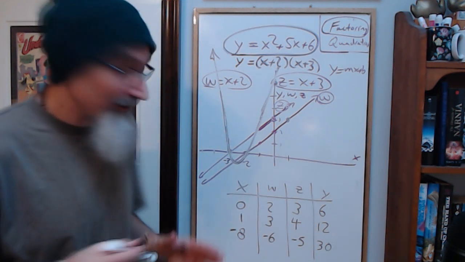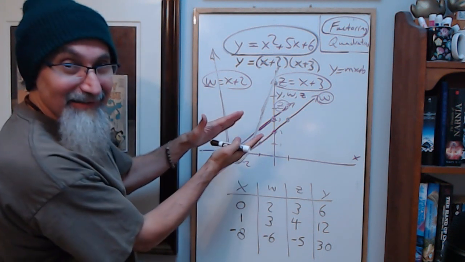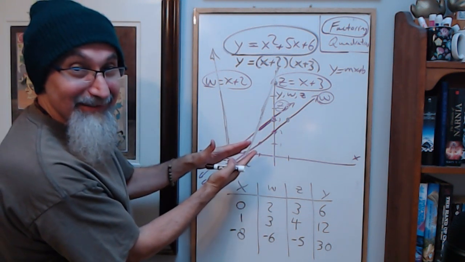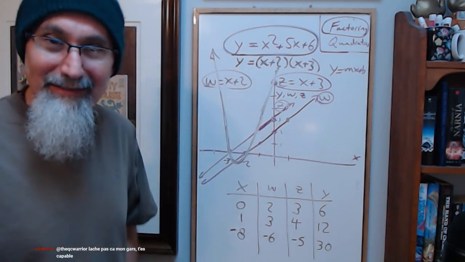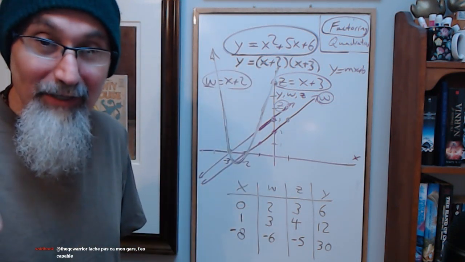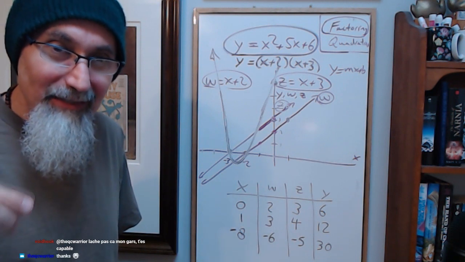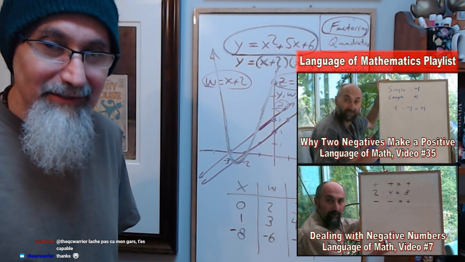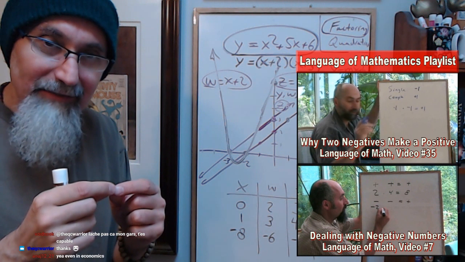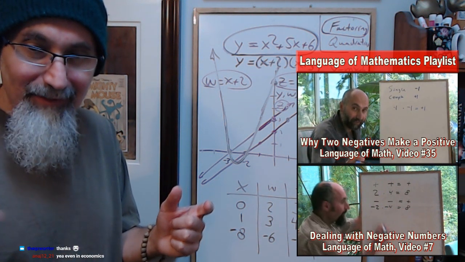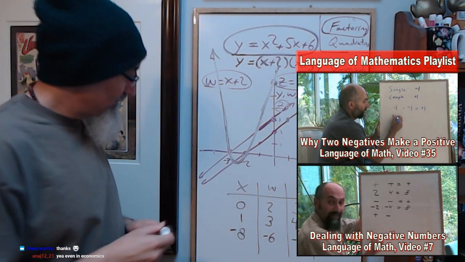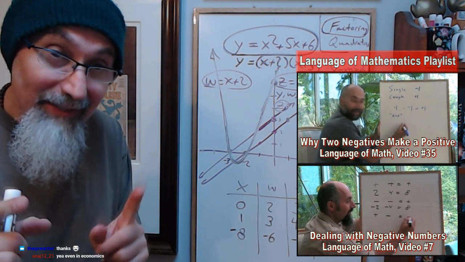And here's the kicker. We took two lines, right? Let me set two lines, multiply them together, and we got a curve. Why is that? We got a curve because of the property of mathematics, where if you multiply two negatives, you get a positive, right? Even in economics, if you multiply two negatives, you get a positive.